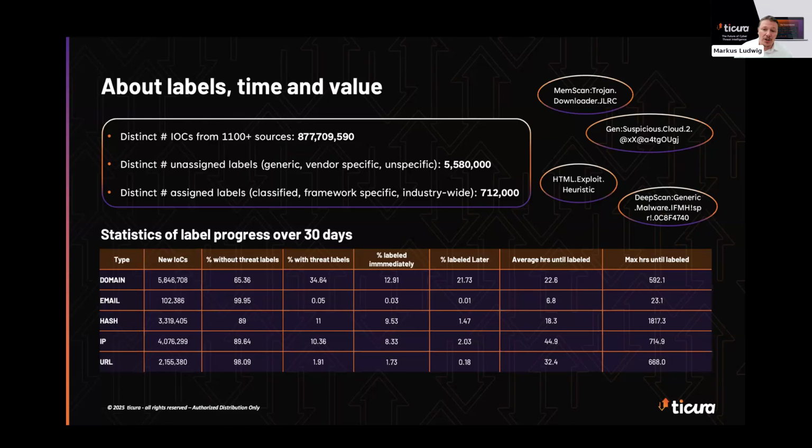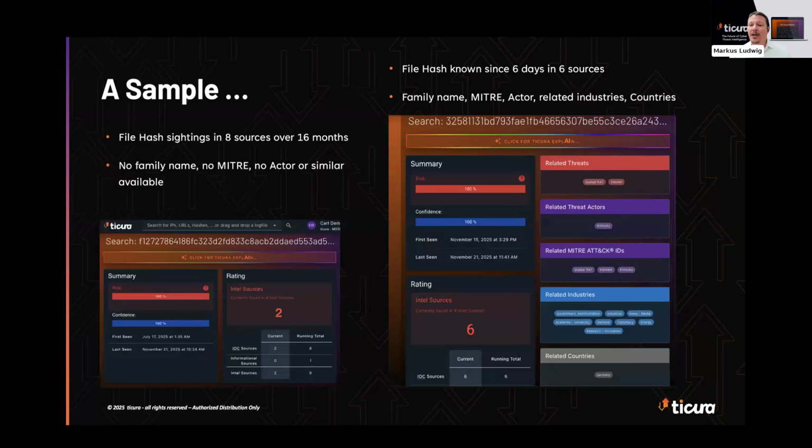The story is, it's really important to understand the shortcomings of enrichments, and understanding how good a threat intel source is when it comes to labels and enrichments makes a huge difference to your CTI practice. Let me give you another example. I brought you one concrete example.